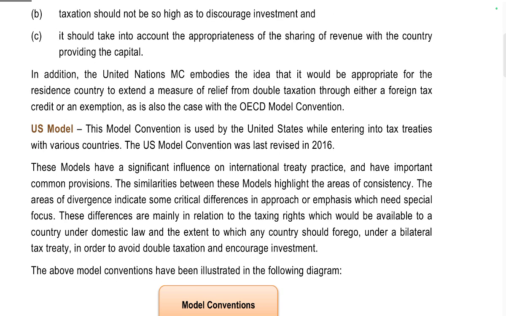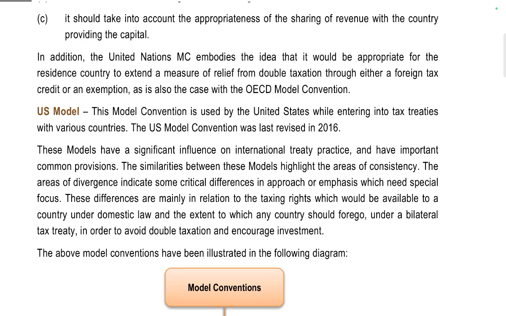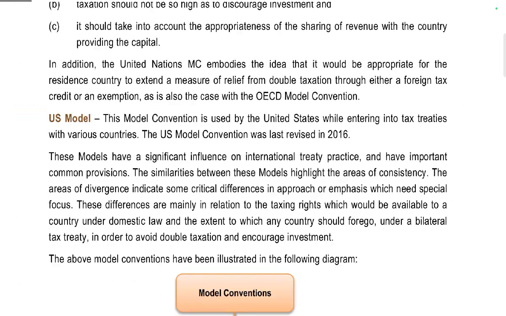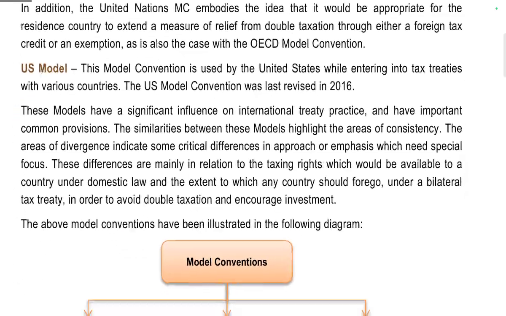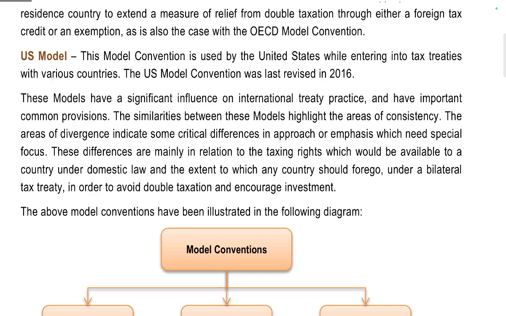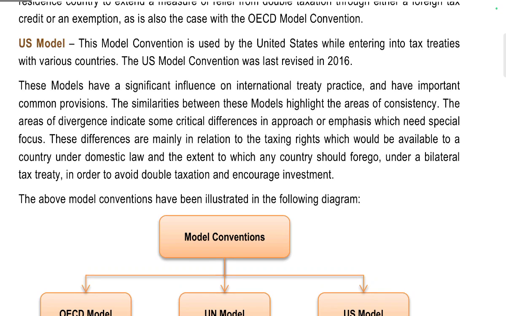In addition, the United Nations model convention embodies the idea that it would be appropriate for residence countries to extend relief for double taxation through either the foreign tax credit or exemption, as in the case of the OECD model convention. US model. The model convention is used by the United States while entering into tax treaties with various countries. The US model convention was last revised in 2016.